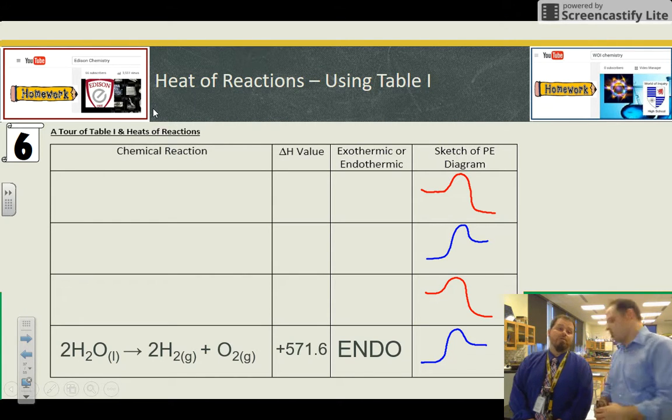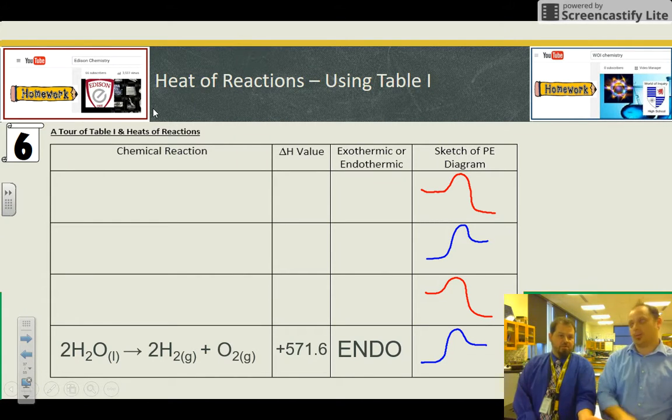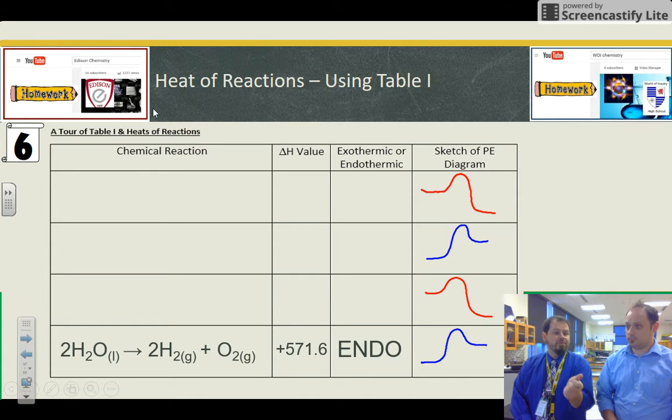If I double the reaction, you find this particular reaction that's listed for you, but you have 4 moles of water reacts to form 4 moles of hydrogen gas and 2 moles of oxygen. I just doubled the reaction. What do you think I should do to that delta H? Double it. That simple.